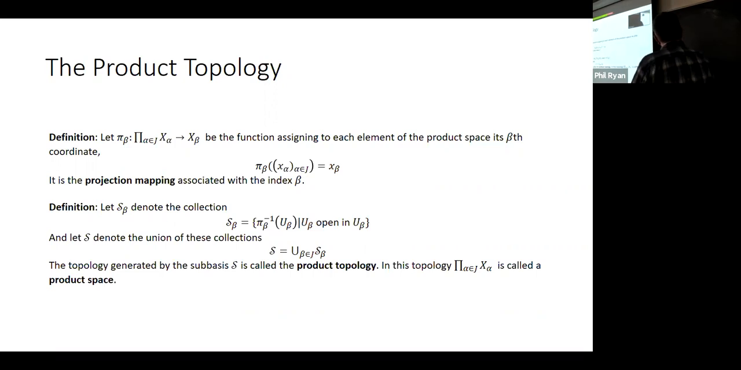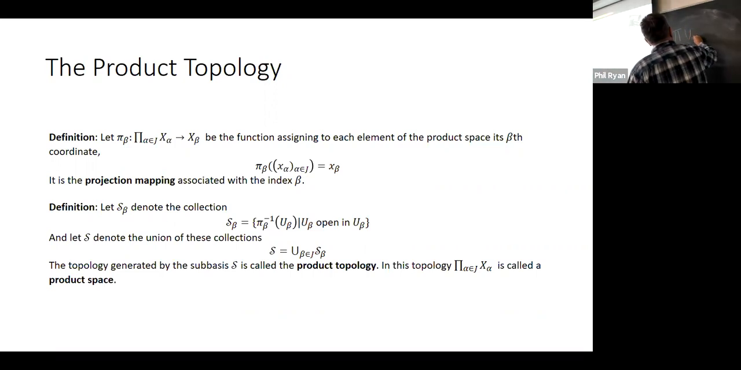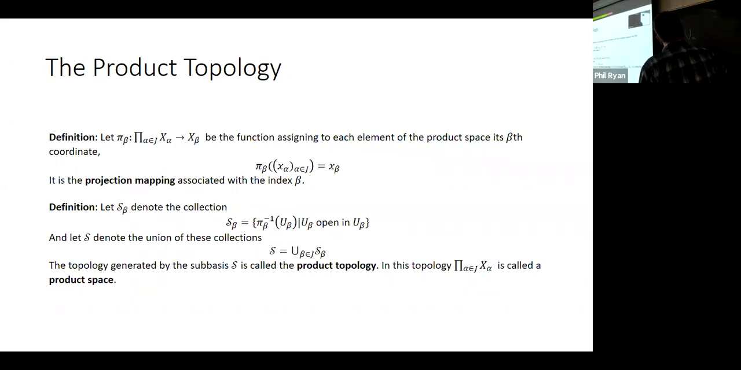So probably the best way to write it would be the product of U alpha, right? Where U alpha equals X alpha if alpha doesn't equal beta, and U alpha equals U beta when alpha equals beta. That's probably a more correct way of writing it down, because the order might be important for some reason.